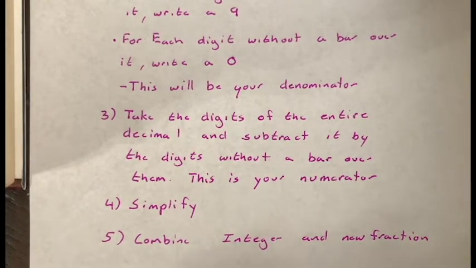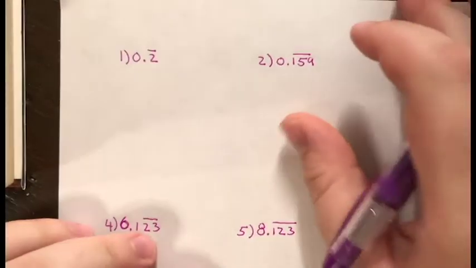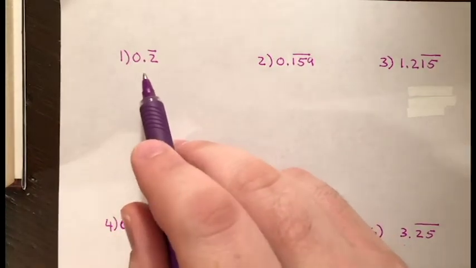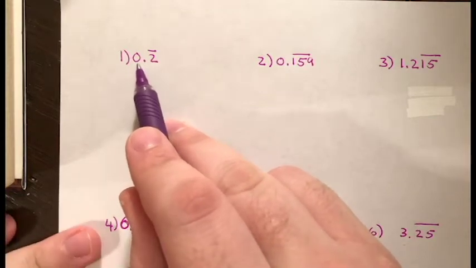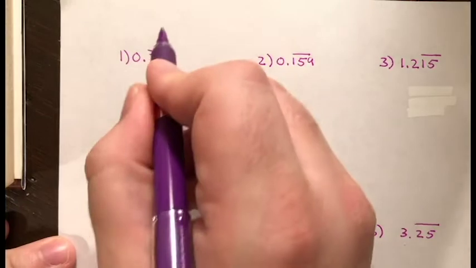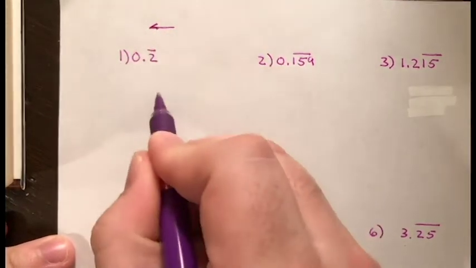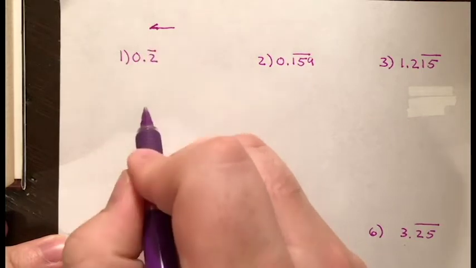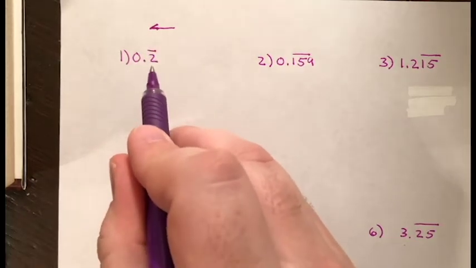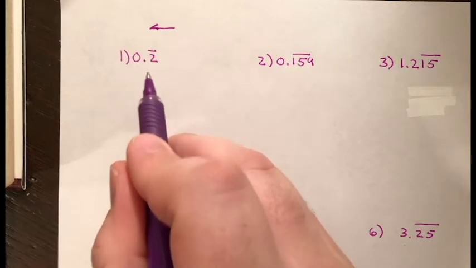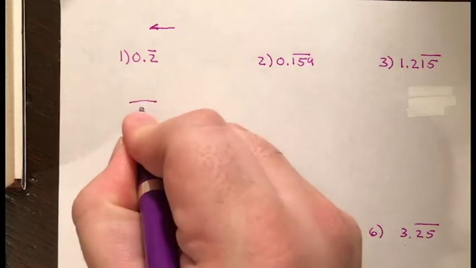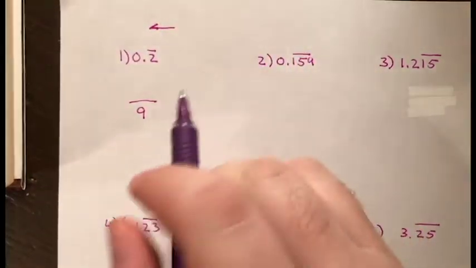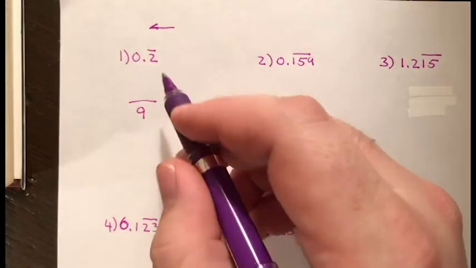All right, so let's go through step by step. What in the world is Mr. Lewis telling us? Let's look at this very first one. In step 1, keep the integer. Well, in this case, there's no integer there. And then it says working from right to left, so I'm going to be working in this direction. Every time I see a number with a bar over it, I'm going to write the number 9. I only see one number with a bar over it, so I'm going to write the number 9 down one time.